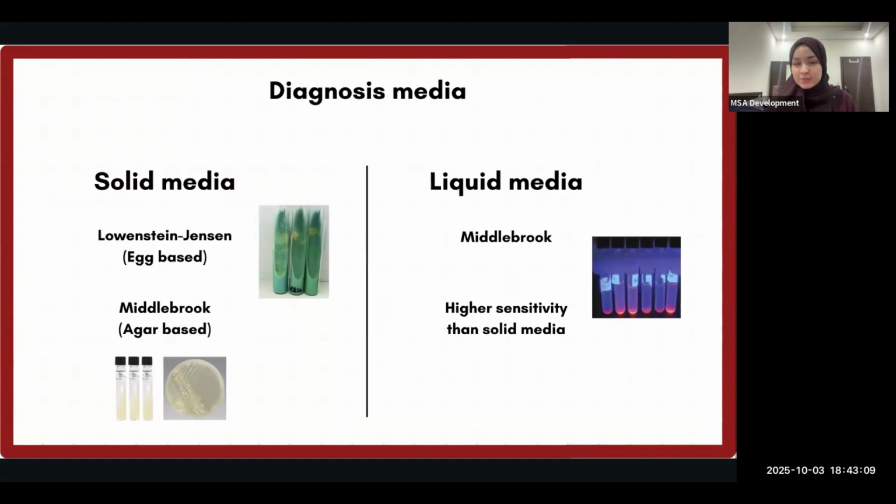Now, there are other diagnostic media. Not sure if they're too important for you. I don't think they are, honestly, and they're from your lectures mainly.